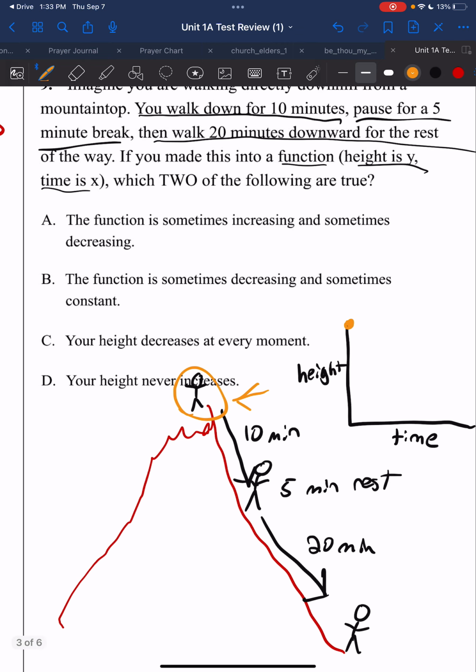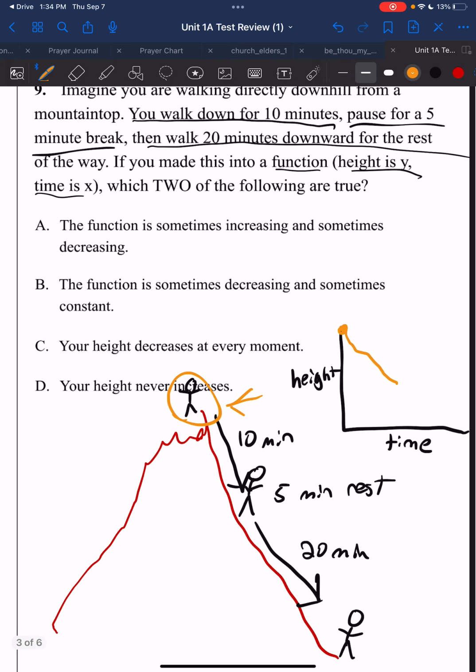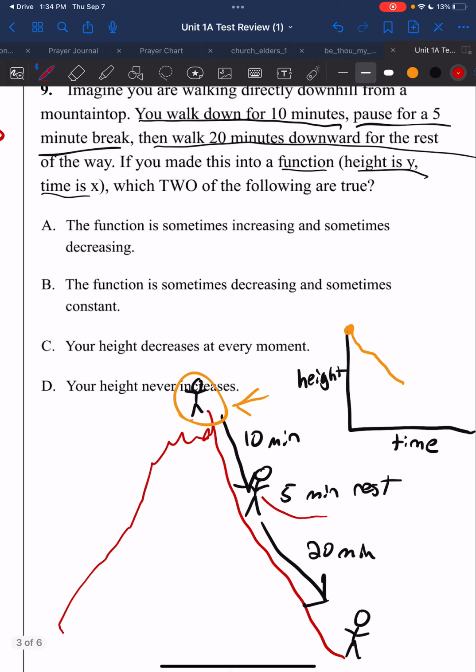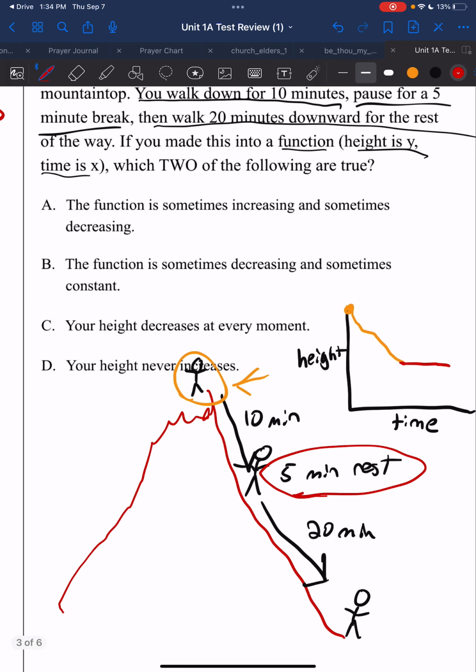And then I move down for 10 minutes. Let's say I go at a constant rate. We don't know, maybe I go a little slower at some points, but I'm always going down. Then I rest. When I'm resting here, circle that in red. My height isn't changing because I'm just sitting there, catching my breath, getting my water in. And then for the last 20 minutes, I'm going downhill for the rest of the time.